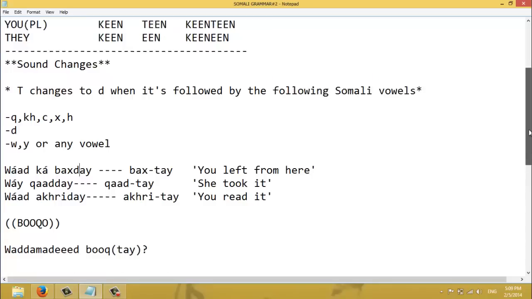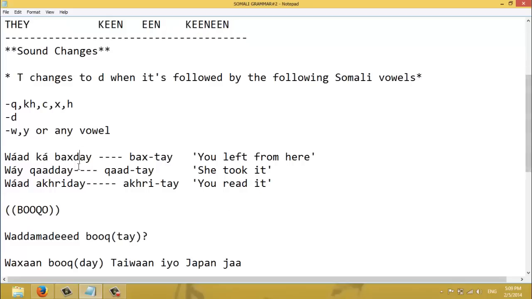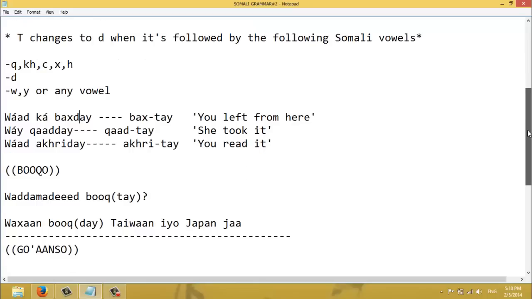And if you go back up to the chart, you will see that in the past tense, it's tay. It could be either you singular or the feminine, tay. It just changed to day because of that guttural sound.